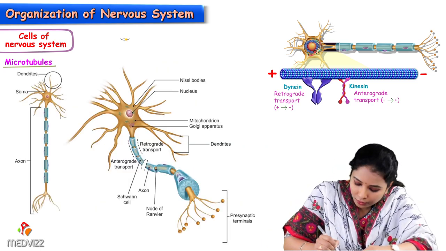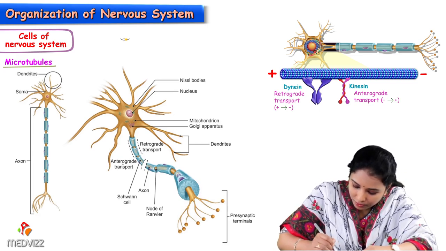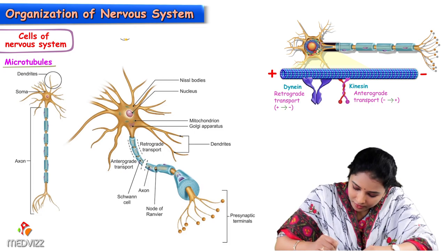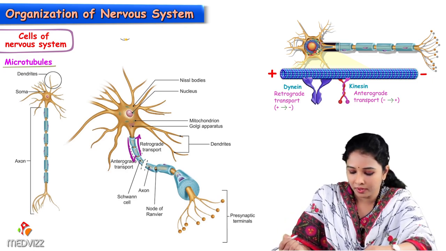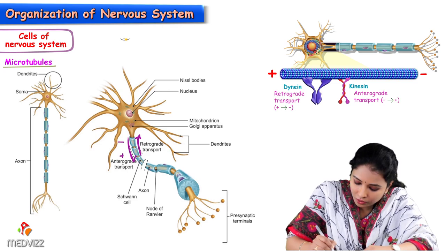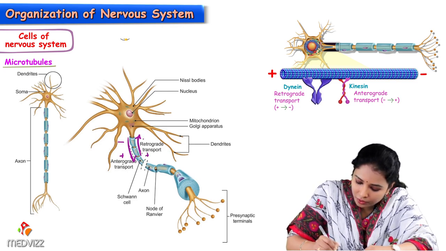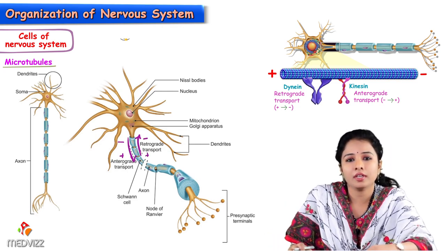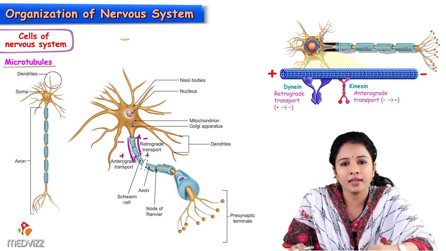This is the structure of a neuron where we can see the retrograde and anterograde transport along the axon. Anterograde is away from the cell body, retrograde is towards the cell body. So anterograde is from negative to positive, and retrograde is from positive to negative. So that is about kinesin and dynein.